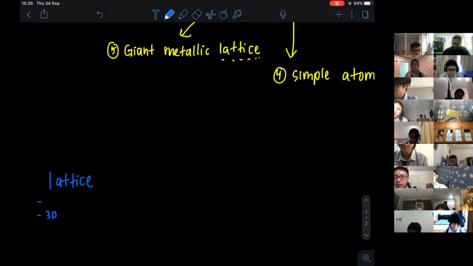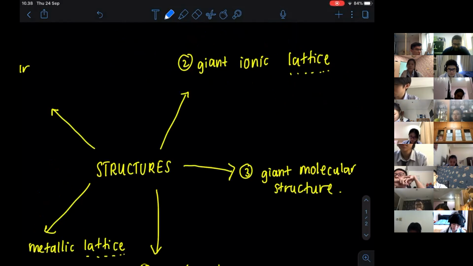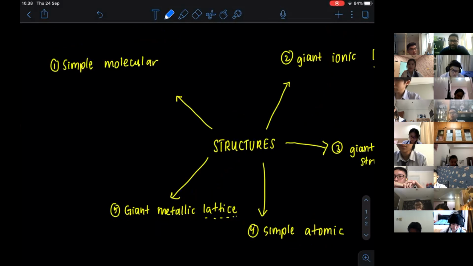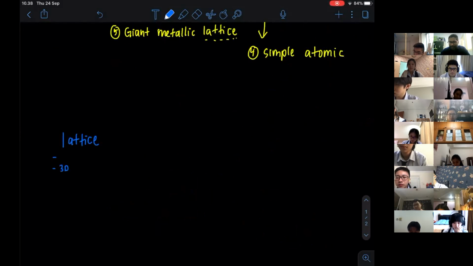when related to lattice, even when you look at simple molecular, there was one time I mentioned that there's also simple molecular lattice. For example, I2 and water molecules are simple molecular lattice. So when we see lattice, it means 3D, but the important thing you need to take note of is that a lattice has a repeating arrangement. They repeat. That's the meaning of lattice.